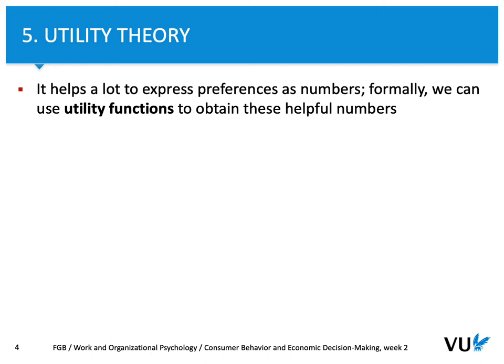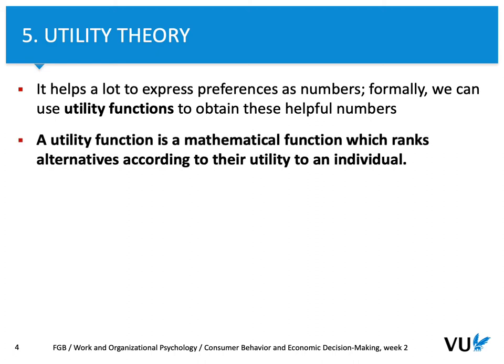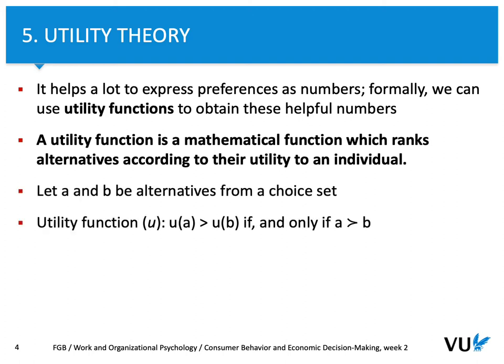Utility theory assumes that it's pretty helpful to allocate numbers to describe utility, because formally we can use utility functions to obtain those numbers. In more formal language, we can say that a utility function is a mathematical function which ranks alternatives, so also numbers, according to their utility to an individual, according to their value. So let's consider a simple example, A and B. Those are parts of a choice set. If you say, based on the utility function, that utility of A is higher than utility of B, then that would be possible only if A would be preferred over B.